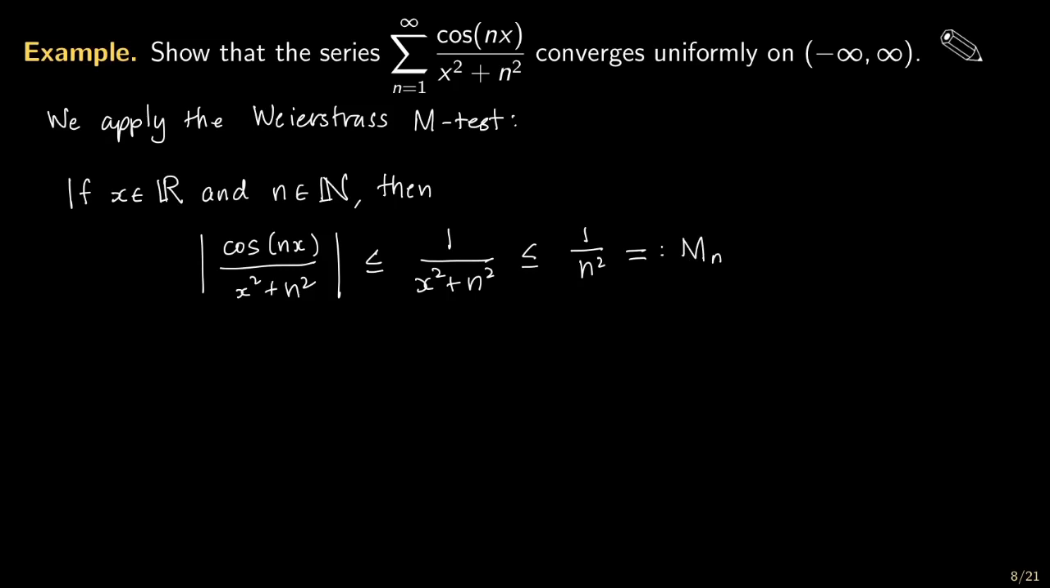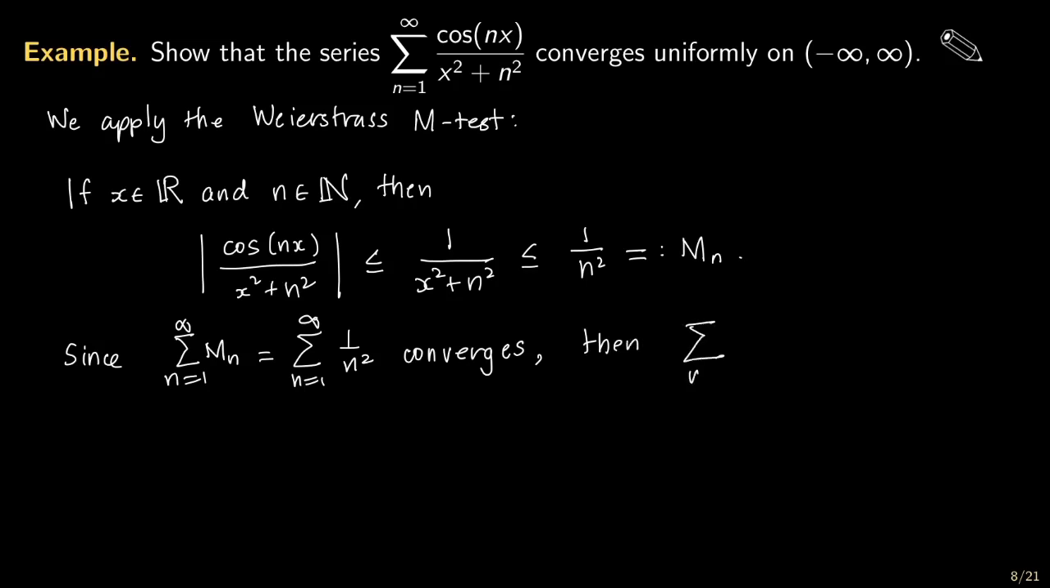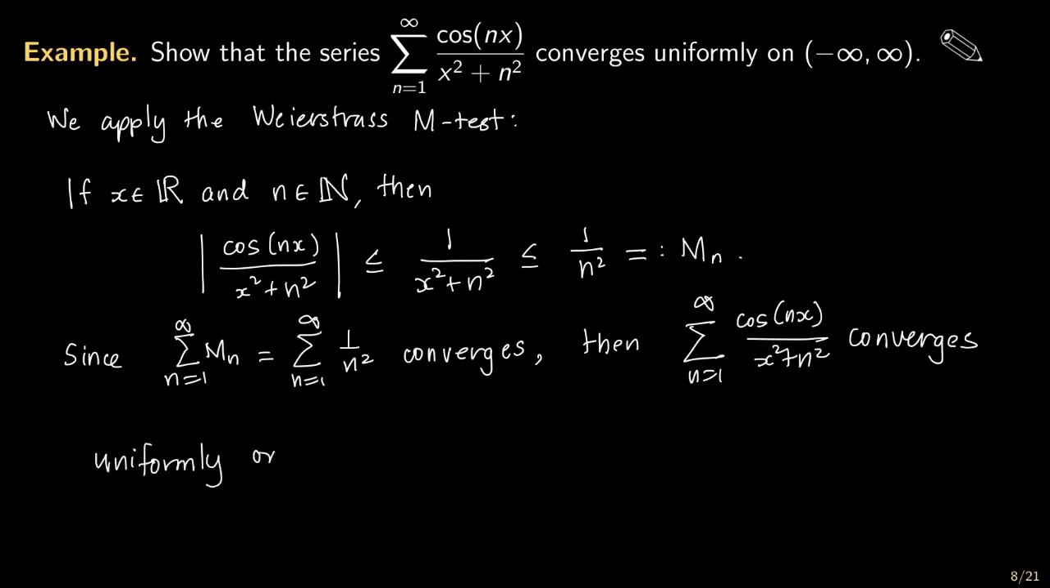So we can now call this the upper bound M sub n. Now notice that if we add all of these M sub n from 1 to infinity, we get the sum from n equals 1 to infinity of 1 over n squared, which is a p-series with p equal to 2, and 2 is greater than 1. Hence, this one is convergent. Since this sum converges, by the Weierstrass M-test, the infinite series sum from n equals 1 to infinity of cosine nx over x squared plus n squared converges uniformly. Easy, right? Well, at least for this example.